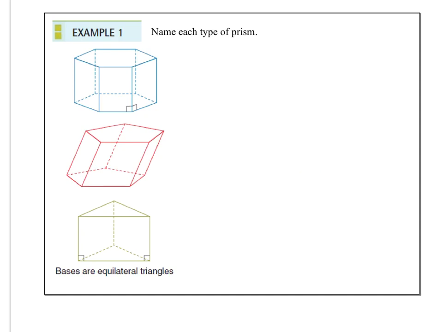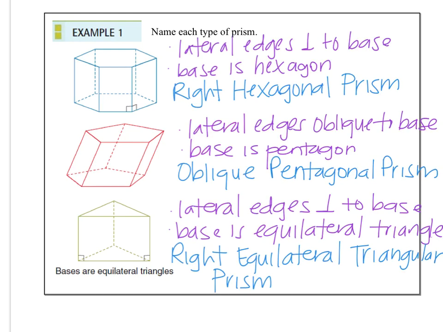Okay, name each of these prisms. Go ahead and take a second and see if you can come up with what you think the names of these are, and then check back. Okay, so now I see that I have the lateral edges to the first one are perpendicular to the base, and the base is a hexagon. And I know that because if I count 1, 2, 3, 4, 5, 6, I have 6 sides, so it makes it a hexagon, so we call it a right hexagonal prism.